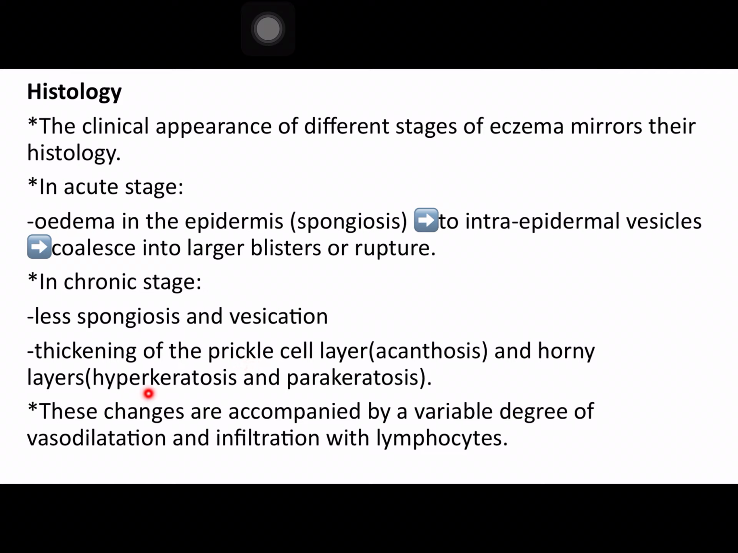Also we have hyperkeratosis, which means thickening of the horny layer, and parakeratosis, which means retention of nuclei in the stratum corneum. Normally the stratum corneum is devoid of nuclei, dead cells devoid of nuclei, while in chronic eczema, we have parakeratosis, which means retention of nuclei. Whether it is acute or chronic, we have variable degrees of vasodilatation and infiltration by lymphocytes.